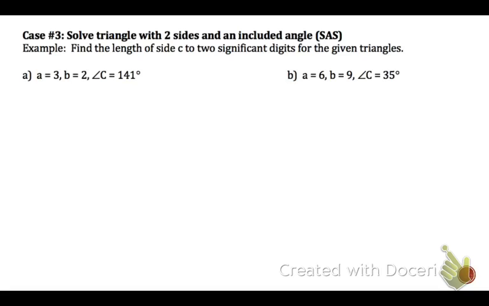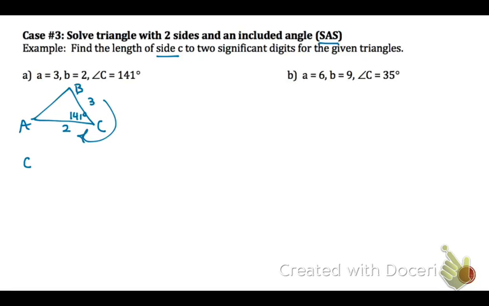I'm calling this case number 3, which means if we know two sides and an included angle, side, angle, side, then we can use the law of cosines. Here we've got triangle ABC, and this will not be to scale. Angle C is 141 degrees, side A is 3, side B is 2. Notice what we know is side, angle, side. So we can use the law of cosines to solve. We are just solving for side length C.